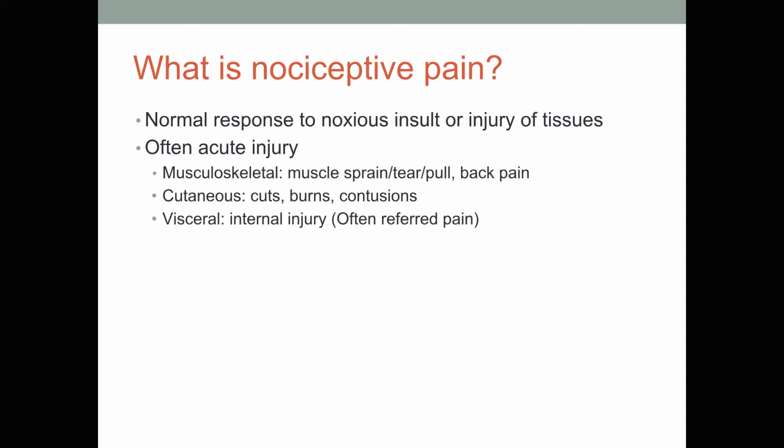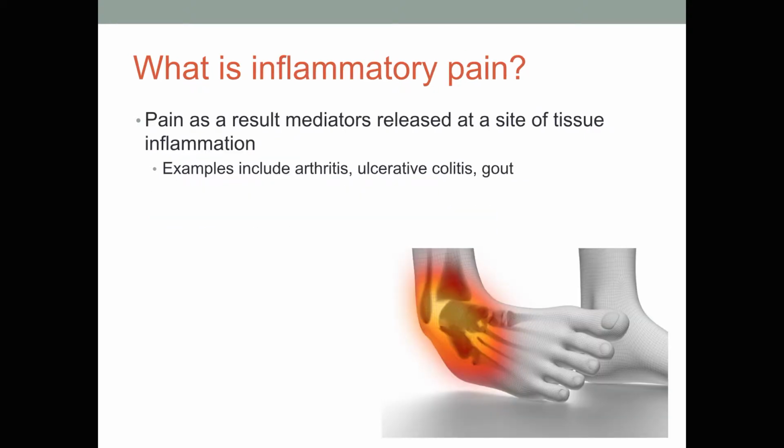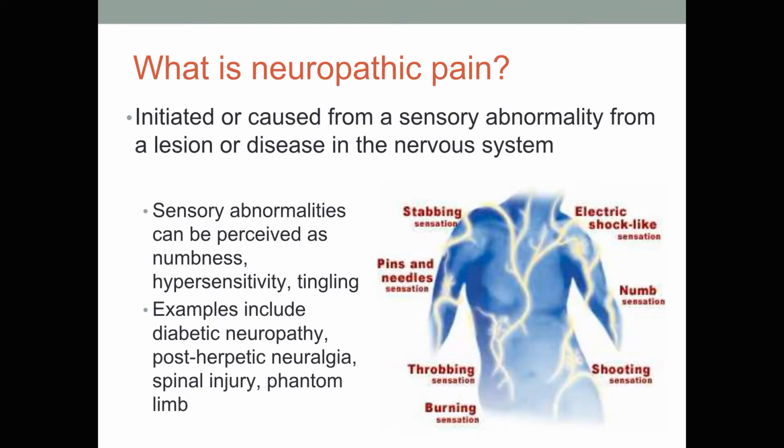What is nociceptive pain? It's the normal response to a noxious insult or injury of the tissue. It's often an acute injury, like muscle sprains, tears or pulls, or back pain, or cuts or burns or contusions, or internal injuries. Inflammatory pain is a very common source of pain that we deal with. It's the result of all those inflammatory mediators that we looked at a couple slides ago, releasing at the site of the tissue, causing inflammation and causing pain. These are things like arthritis, ulcerative colitis, or gout.